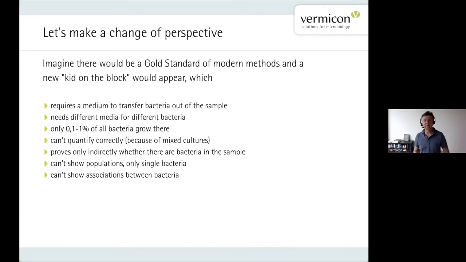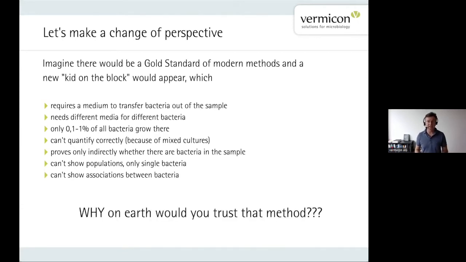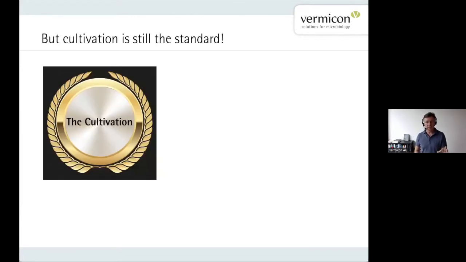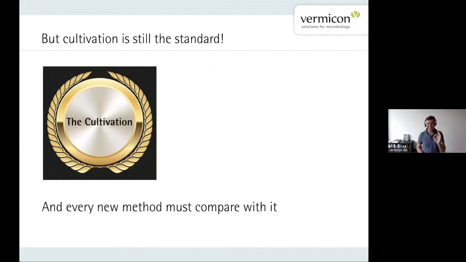But hey, come on, let us be the gold standard. So why on earth would you trust that method? Why on earth? But it's interesting. Today, it's the standard. It's the gold standard, the cultivation. And what is really interesting is that every new method must compare with it.